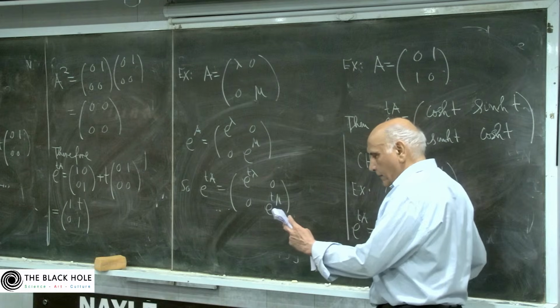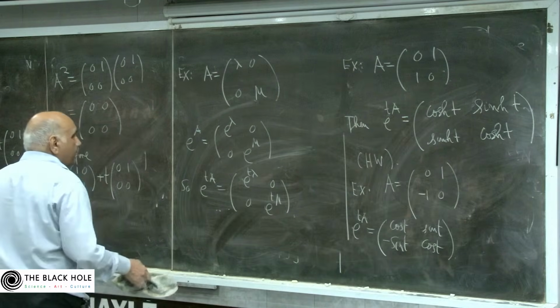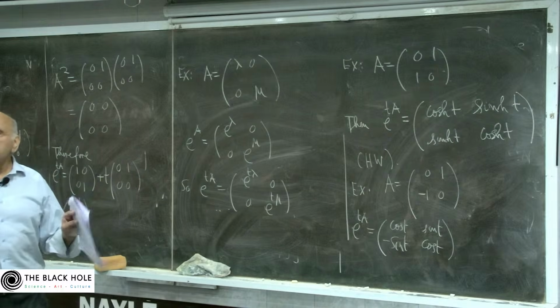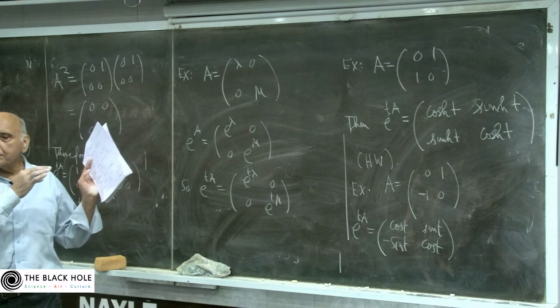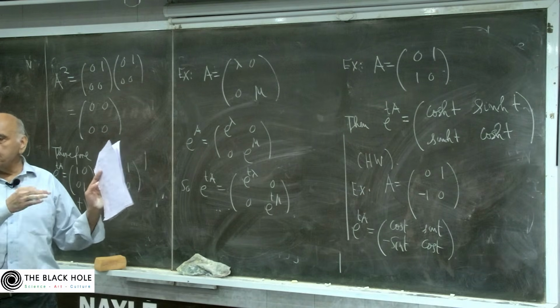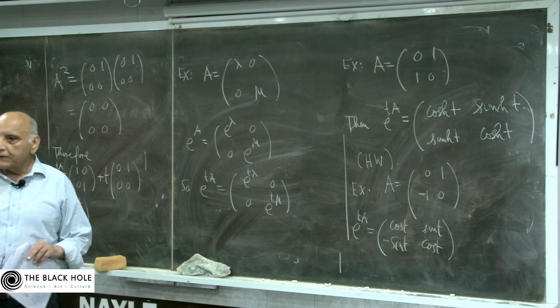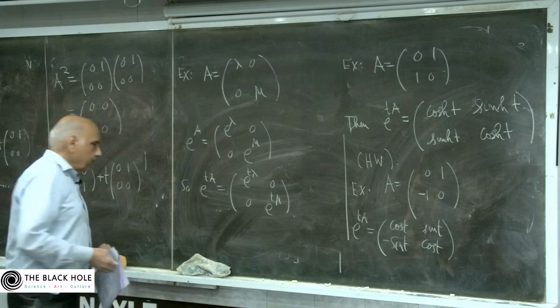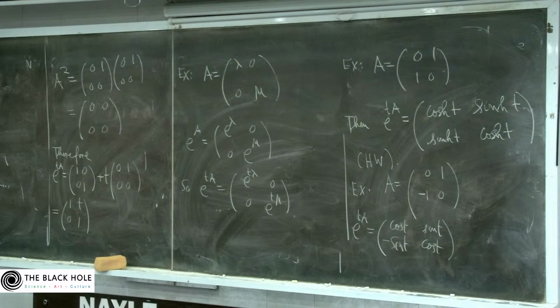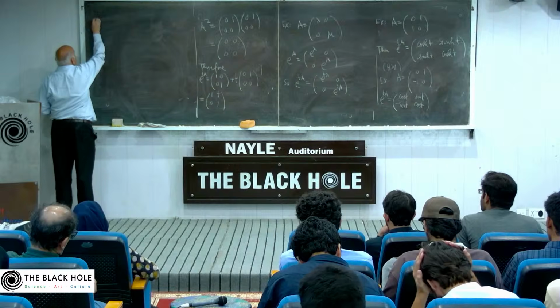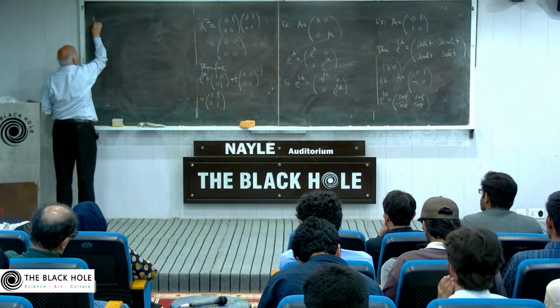And notice that always e to the power of (t plus s)A is equal to e to the power of TA multiplied by e to the power of SA. Okay. So these are definitely one parameter subgroups of GL n of R.